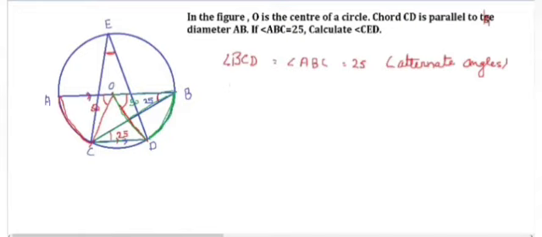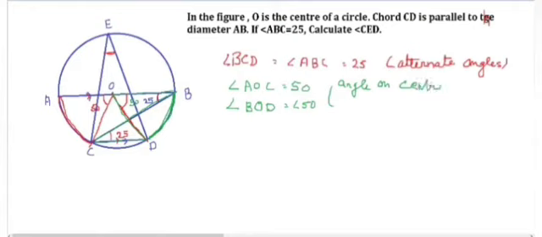So we can write angle AOC is equal to 50 and angle BOD is also 50 degrees. We can write, for both the reasons, angle at the center is double the angle on the circle of the same segment.